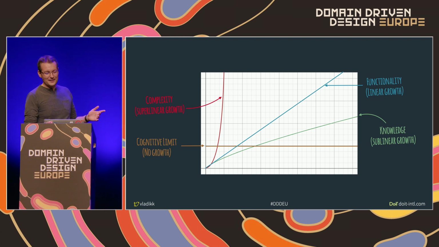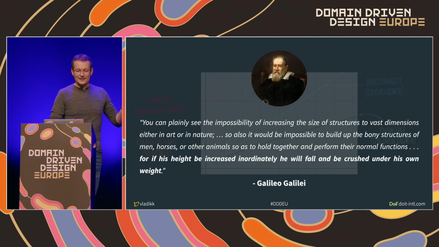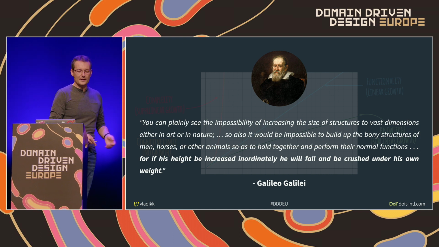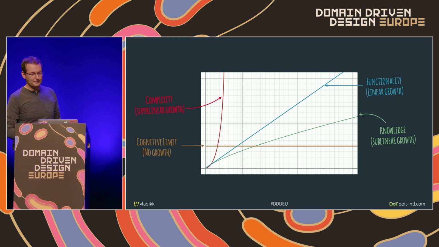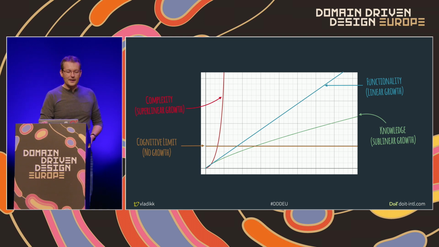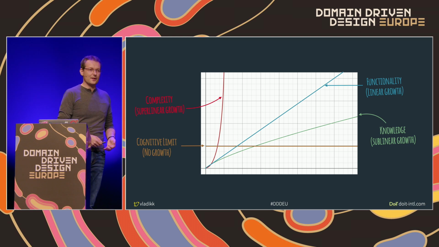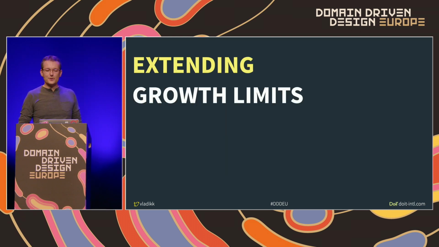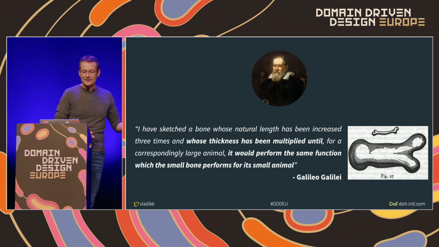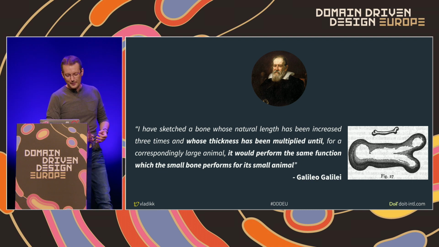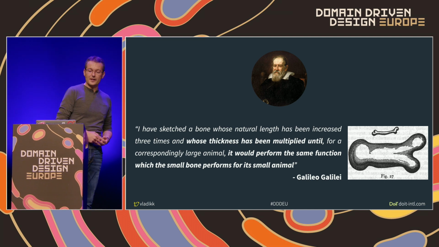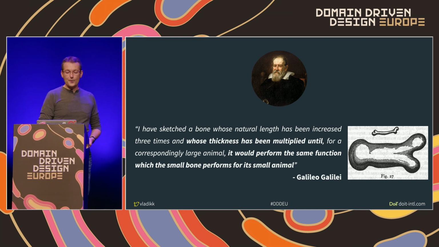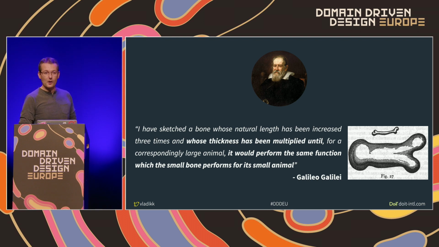Now, paraphrasing Galileo, what happened is the software system has crushed under the weight of its own complexity. So what can we do about it? For that, let's see how other energy supply networks are able to extend their growth limits. And here again, the answer was given almost 400 years ago by Galileo, same guy. In the same book, he said, I have sketched a bone whose natural length has been increased 3 times and whose thickness has been multiplied until, for a corresponding large animal, it would perform the same function which the small bone performs for its small animal.